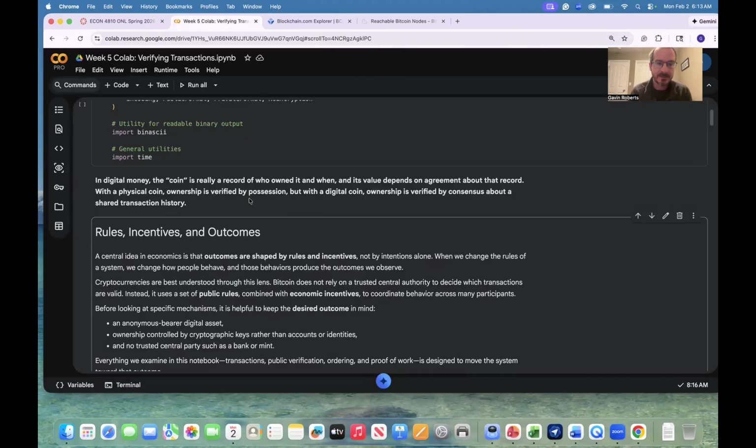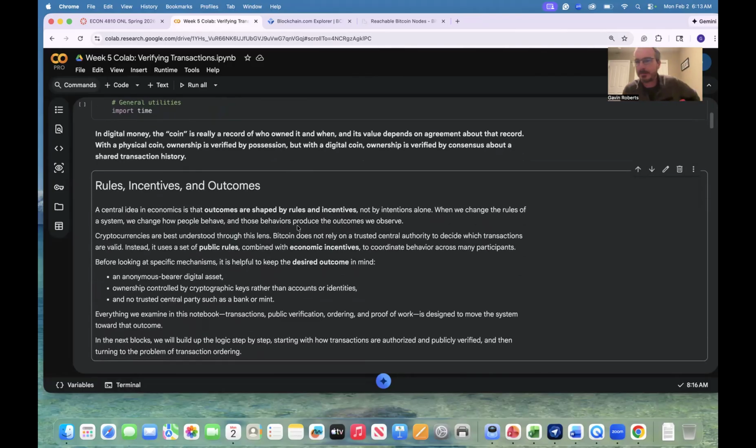So I pasted this bold comment right at the top, and this is one that is really worth thinking about. In digital money, the coin, like a Bitcoin, is really a record of who owned it and when. So it's not a physical thing. We already know that. What a digital coin is, is a complete record of its existence through time. And its value depends on agreement about that record.